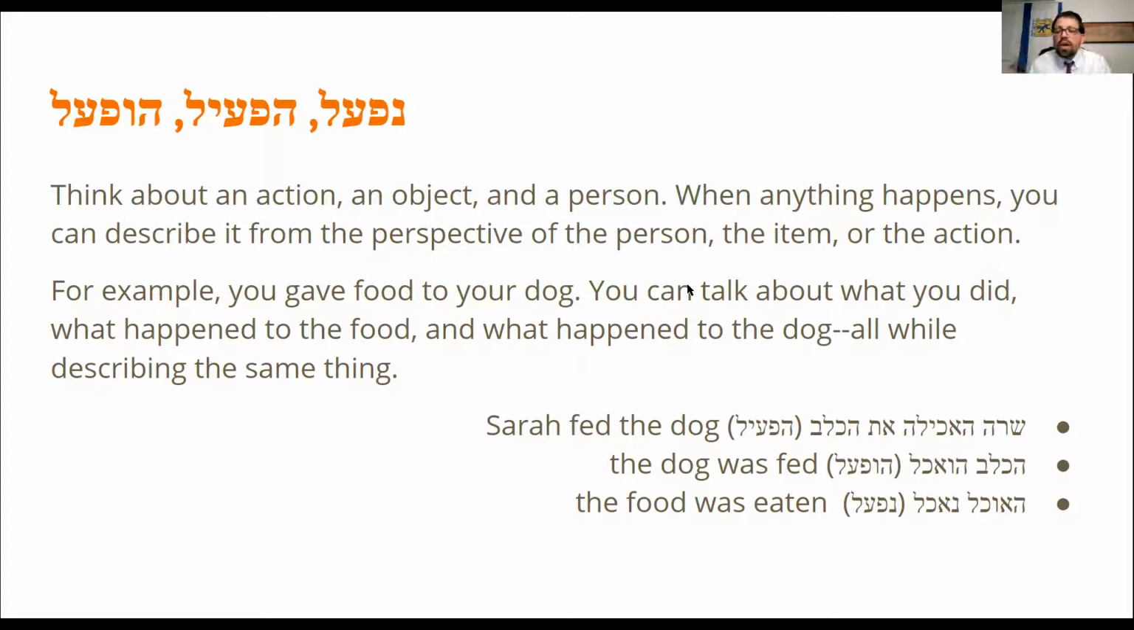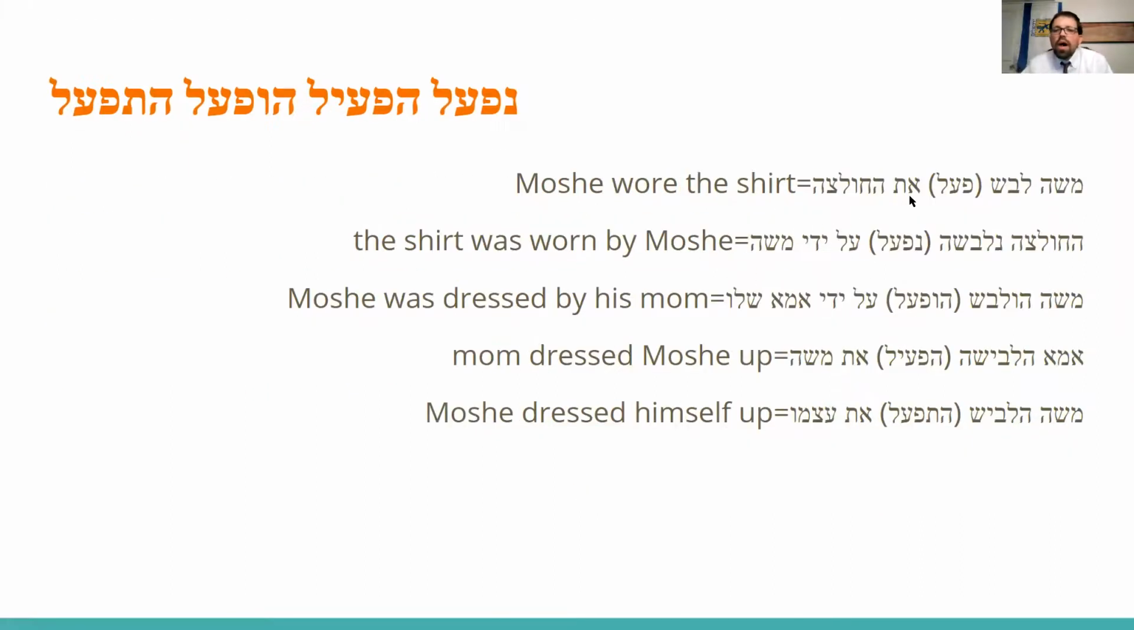It's really hard with Hafshila, but let's take a look at other examples. So for example, and this is also with Nifal, Hefil, Hufal, and Hitpael. You have Moshe wore the shirt. So you're talking about Moshe, you're talking about the wearing, and you're talking about the shirt. Those are three things. So you can speak from the basic perspective of the action, Paal, which is really not speaking about anything besides the actual action. Moshe wore the shirt. Moshe lavash tachutza.